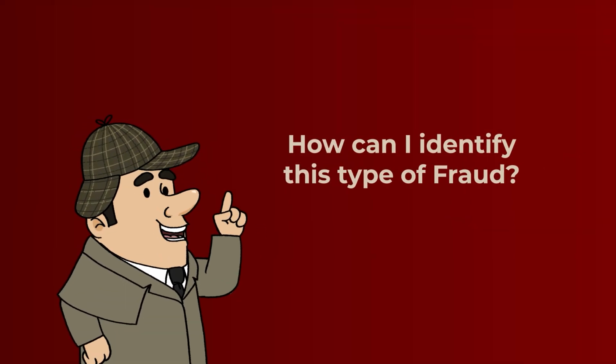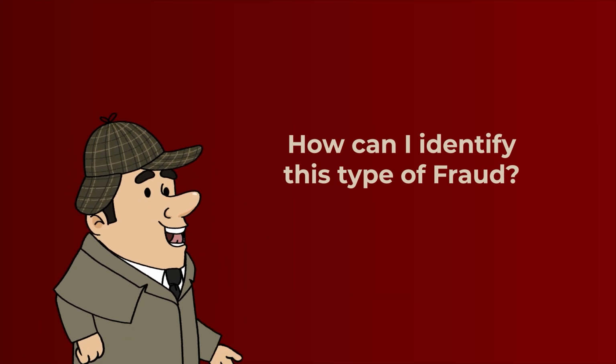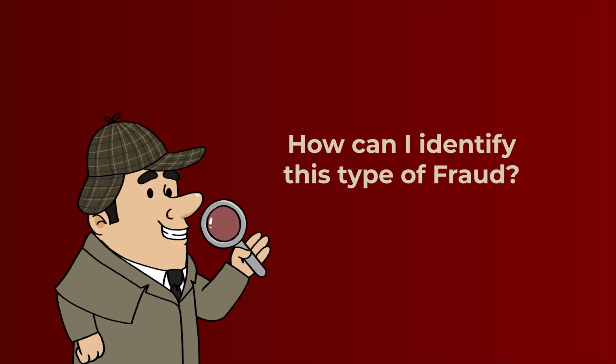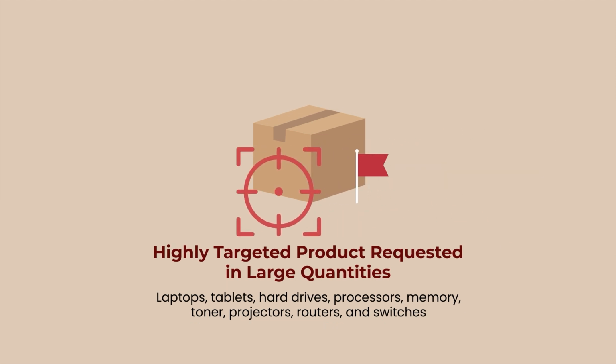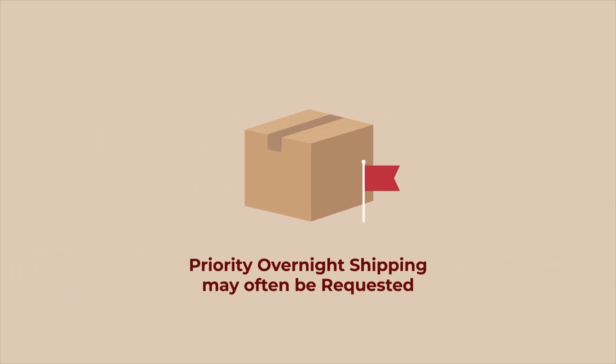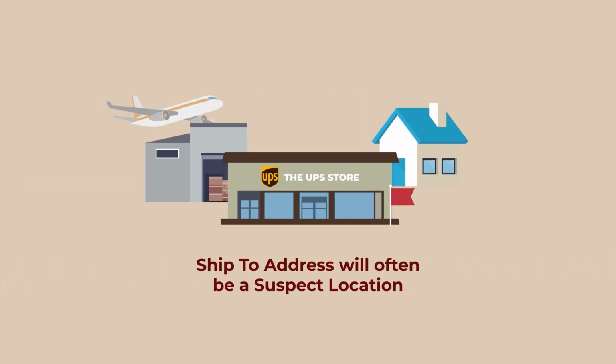You might be wondering, how can I identify this type of fraud? Great question. Let's all be fraud detectives. There are 3 common red flags. 1. Highly targeted product requests in large quantities. 2. Priority overnight shipping may often be requested. And 3. Ship to address will often be a suspect location.